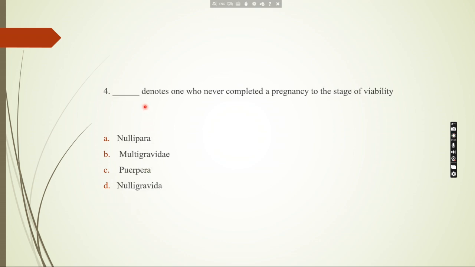The next question, dash denotes one who never completed a pregnancy to the stage of viability, that means 28 weeks. The options are nulliparous, multigravida, puerpera and nulligravida. The right answer is nulliparous. Nulligravida means the woman who has never been pregnant.